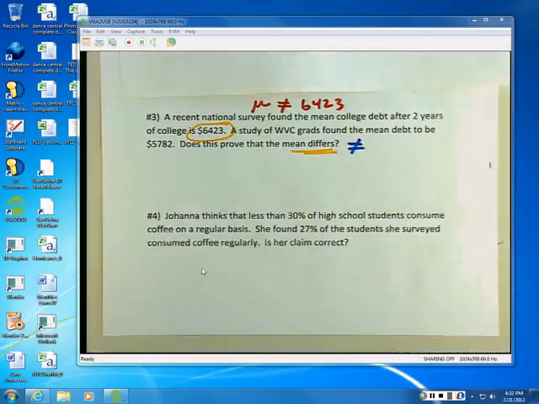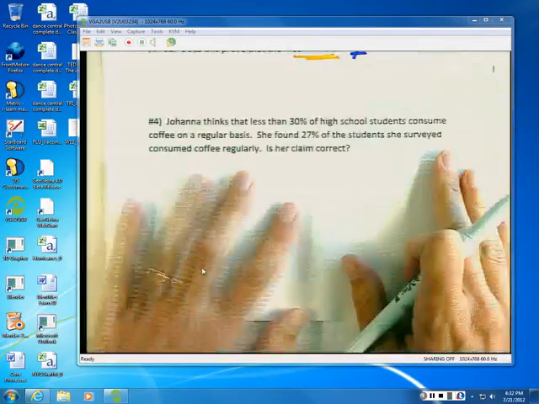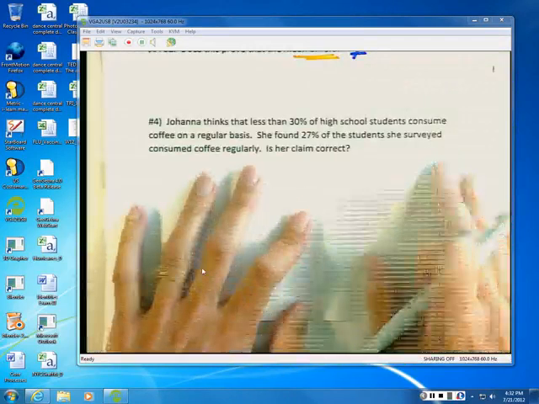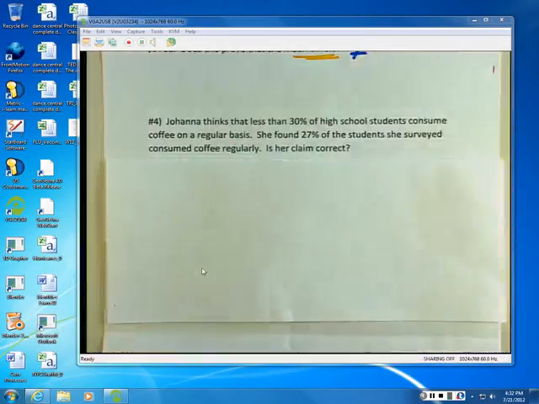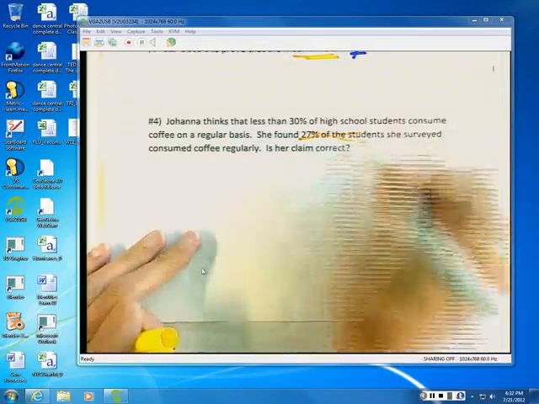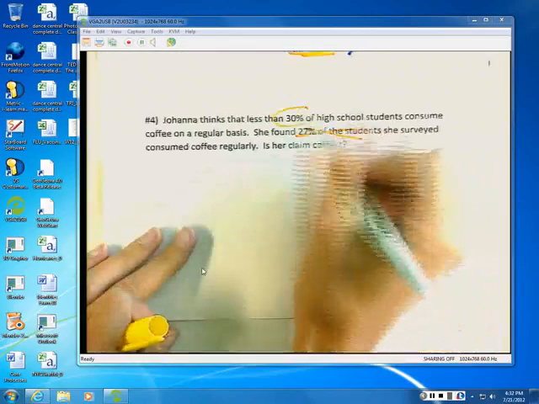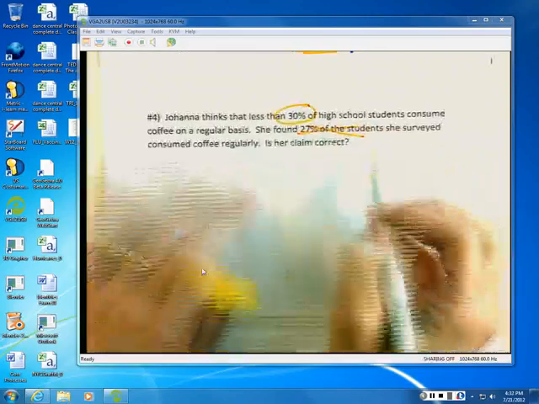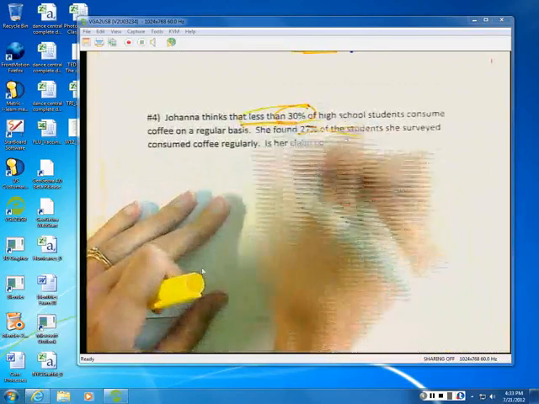Number 4. Okay, so in number 4, it says Joanna thinks that less than 30% of high school students consume coffee on a regular basis. Let me move this up. She found that 27% of the students she surveyed consumed coffee regularly. Okay, we don't want this for our hypotheses. That's the survey. That's the sample that she collected. We're going to use that 30% for our hypotheses. And she thinks that less than 30%. Is her claim correct?